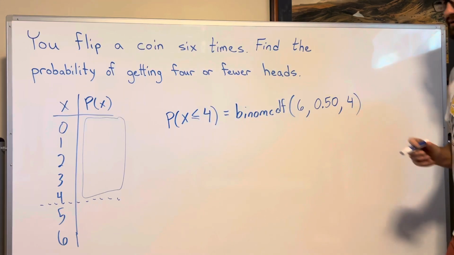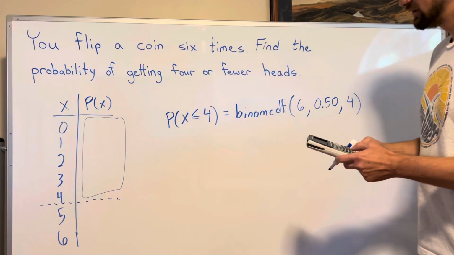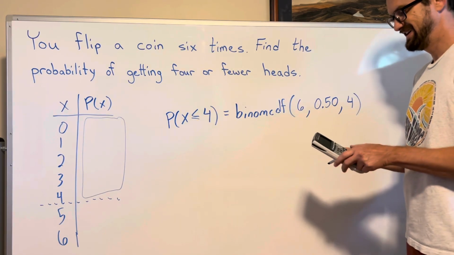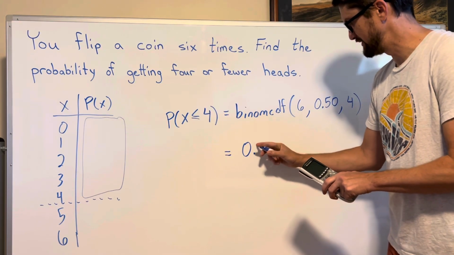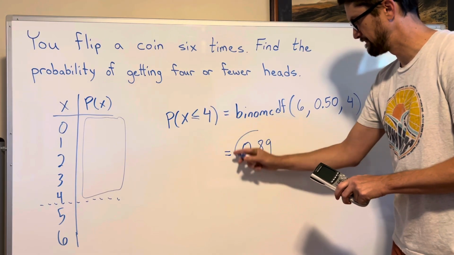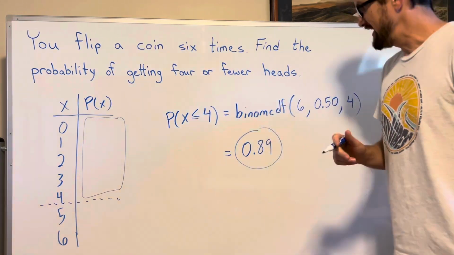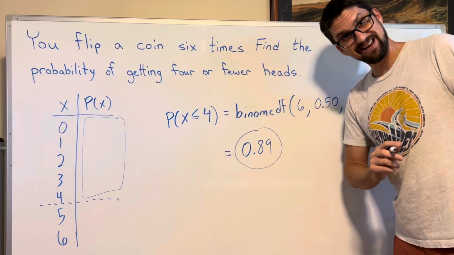All right, that's all you have to do. You just put that in the calculator. Put 6, 0.5, 4. And I get 0.89. So the probability of getting 4 or fewer heads when you flip a coin 6 times is going to be 89%.